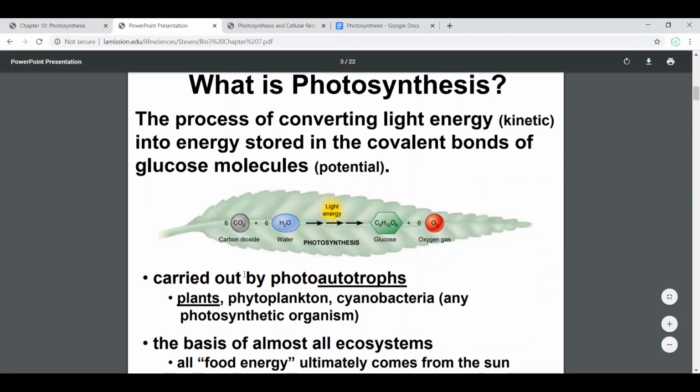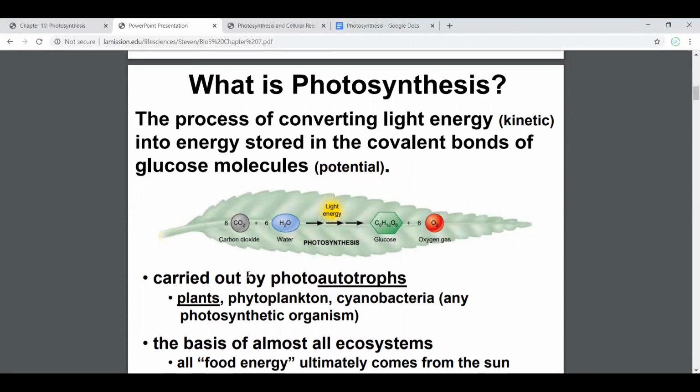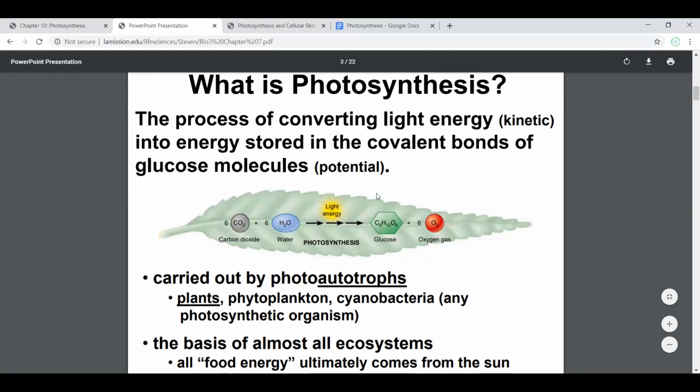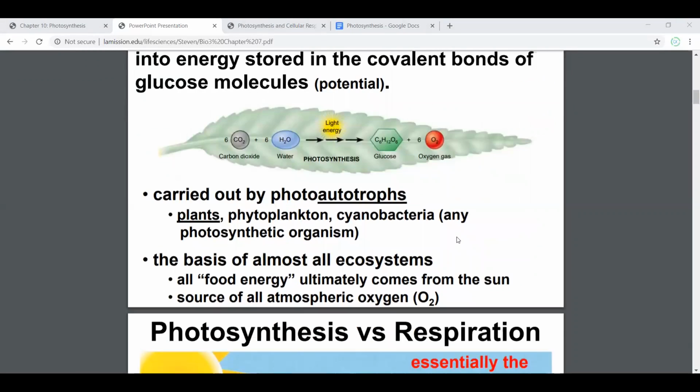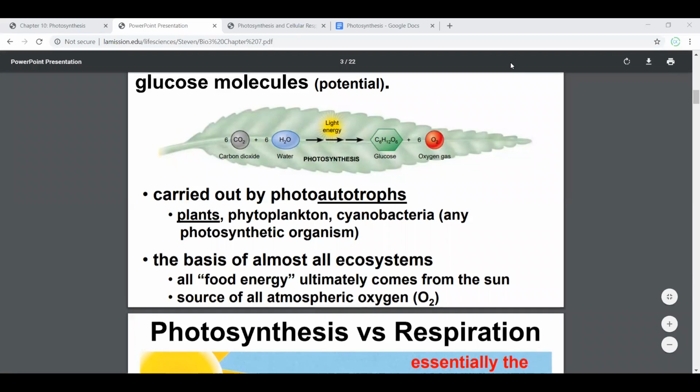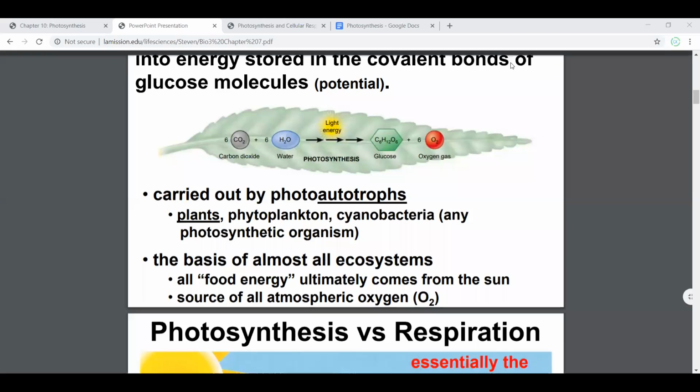As we said, it's carried out by photoautotrophs, mainly plants, some bacteria, and then phytoplankton, which are like the plankton in the ocean. And then we also have the important fact that plants who carry out photosynthesis provide the basis for all ecosystems. So all food energy ultimately comes from the sun, and all O2, because as you can see, the plants release O2 by photosynthesis, comes from plants.